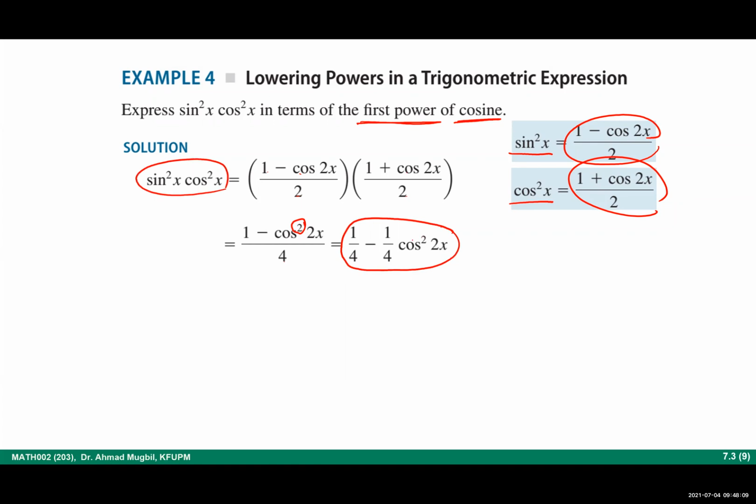Now, what is our target, guys? We did write this in terms of cosine, but unfortunately, it is not of the first power. So how do we make it of the first power? We need to lower this power from 2 to 1. How to do that? How to get rid of this?